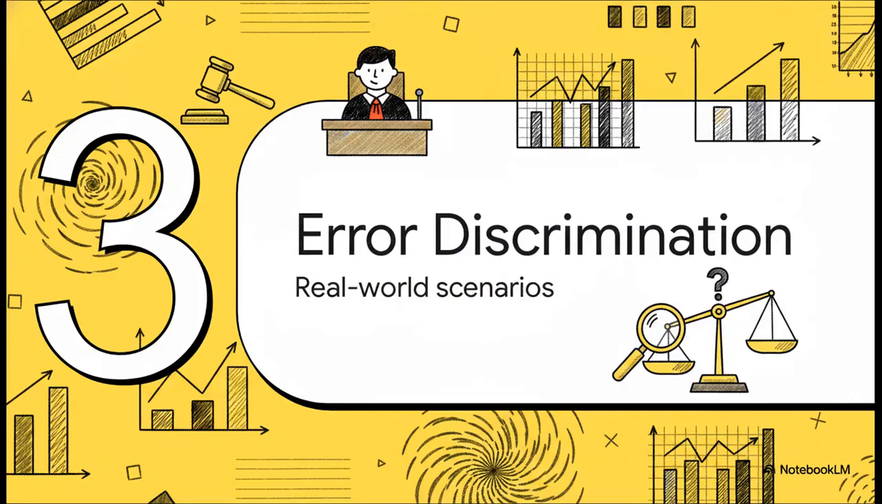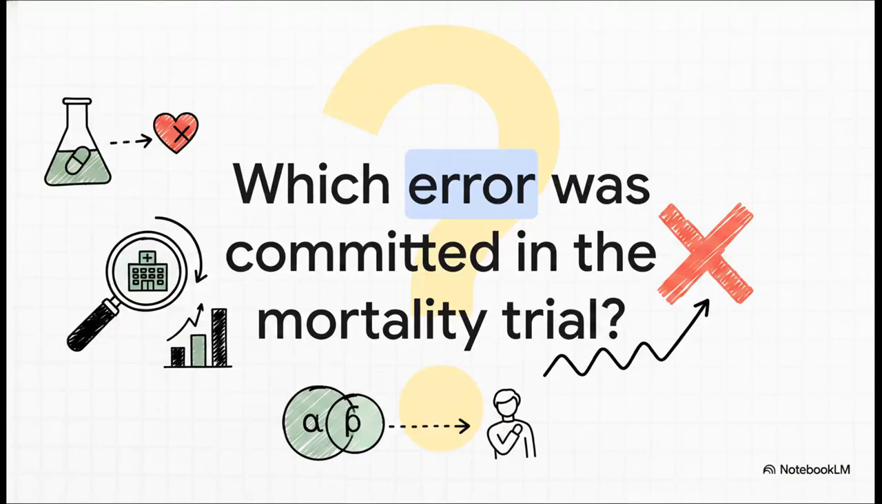All right, time to test this out. Section 3, the error discrimination drill. Let's look at some real-world scenarios. Okay, here is scenario A. A trial finishes with a p-value of 0.12 and firmly concludes a new antiarrhythmic agent has absolutely no effect on mortality. However, fast forward 2 years later, and a massive registry of 50,000 patients reveals it actually does reduce mortality by 4%. So put on your clinical lawyer hat right now. Which error was committed in that very first trial?